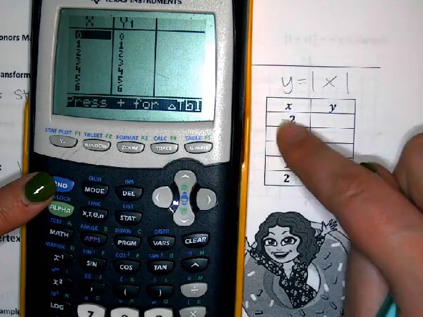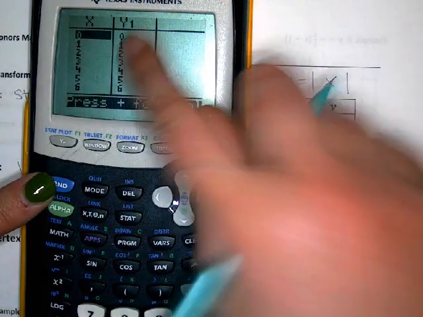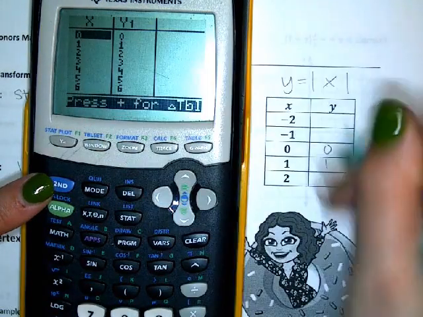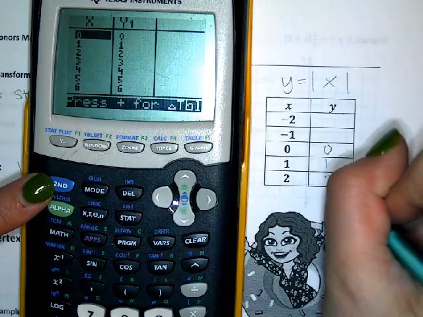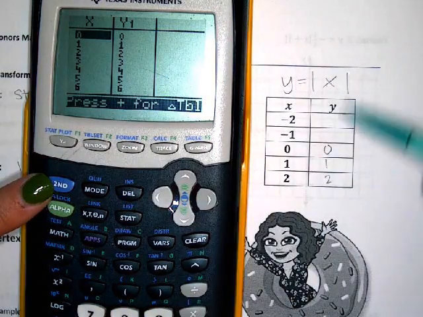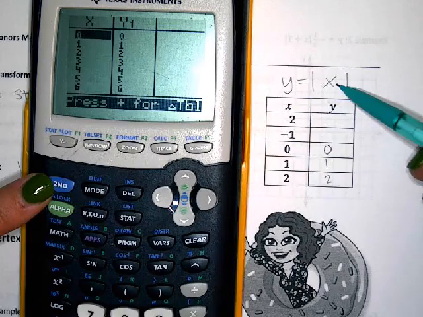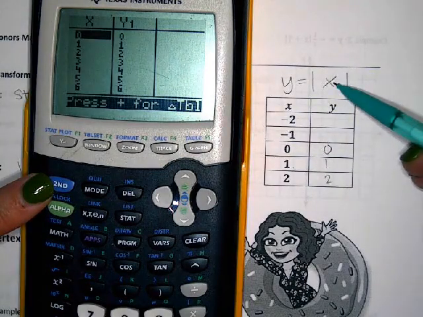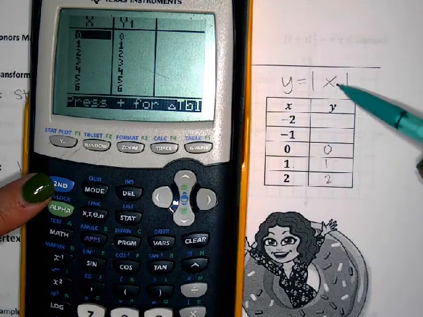So if I plug in 0, I get 0. If I plug in 1, I get 1. If I plug in 2, I get 2. And this makes sense because if you plug in 0, you're saying how far away from 0 is 0? 0. How far away from 1? What's the distance from 1 to 0? It's a distance of 1. What's the distance from 2 to 0?